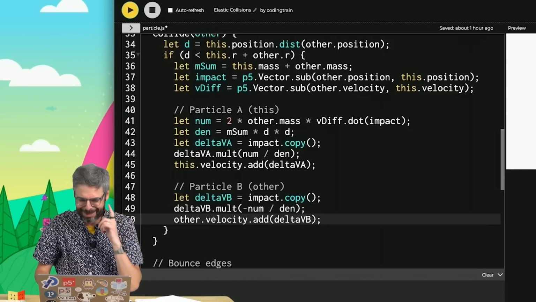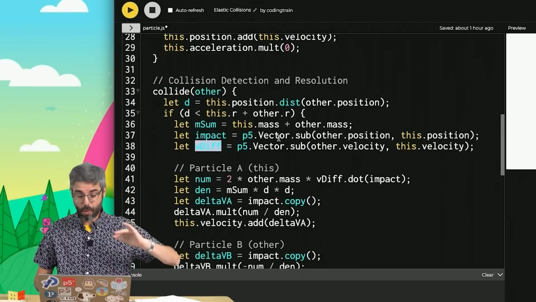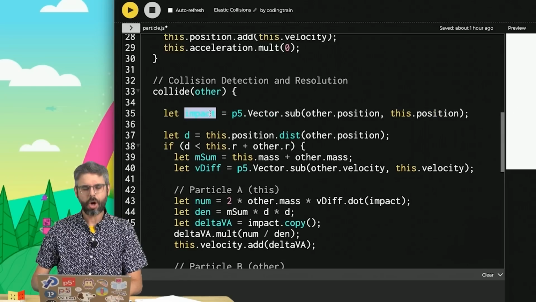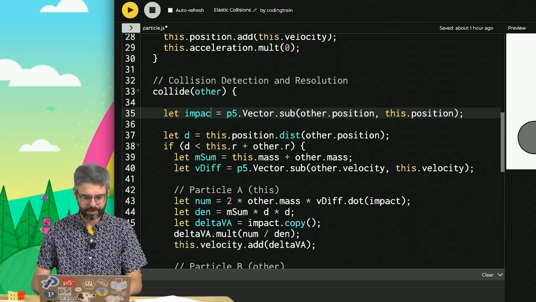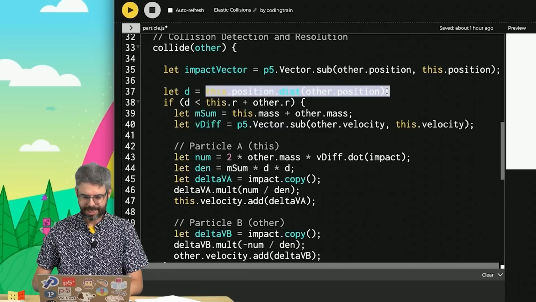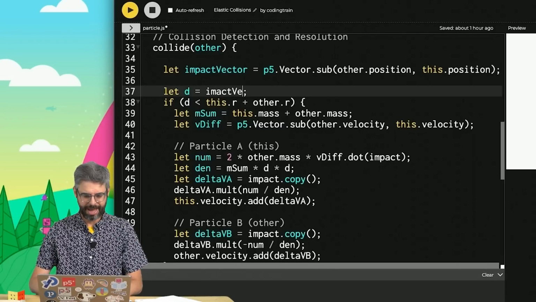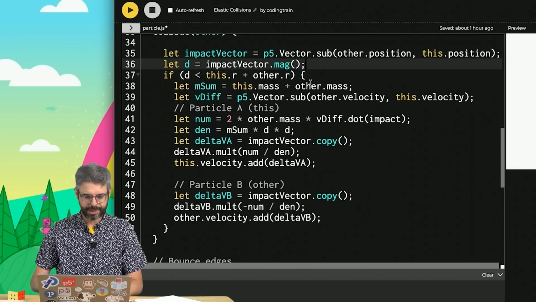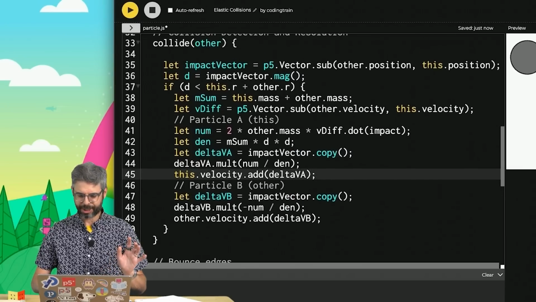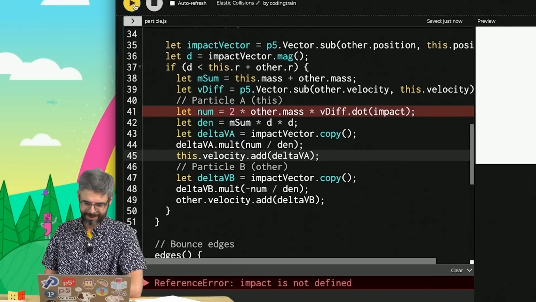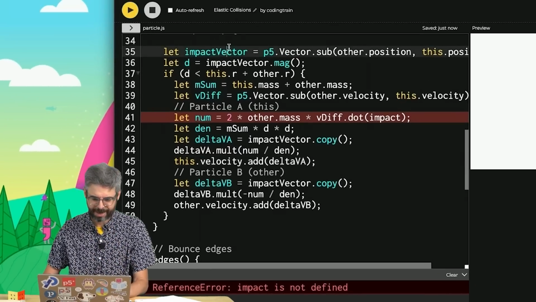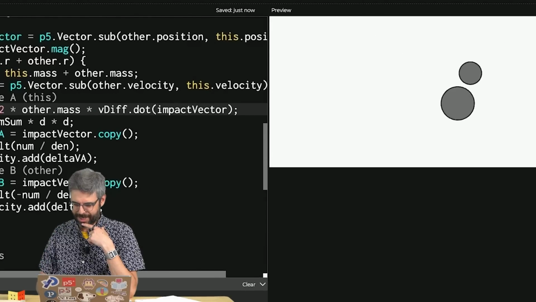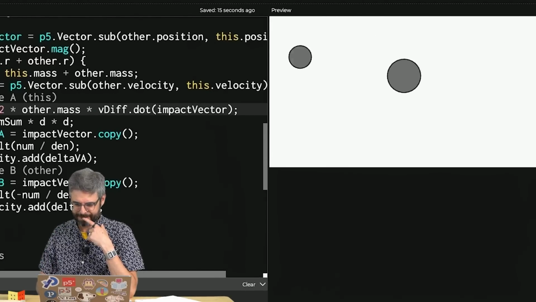Okay, I thought it was working, but what did I get wrong here? I think to make this more clear, let's calculate the line of impact here, and I'll just call it impact vector. And then the distance is the magnitude of that impact vector. And that should also save one small calculation and simplify a few things. Oh, what did I get wrong? This is called impact vector. Why is it speeding up like crazy? I've been running this a lot.